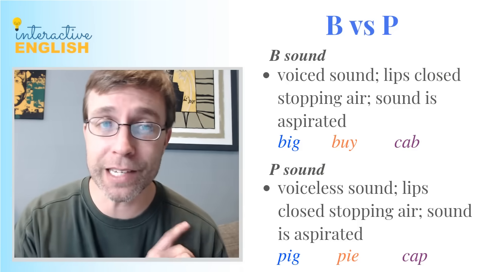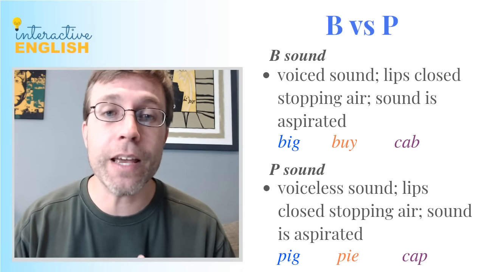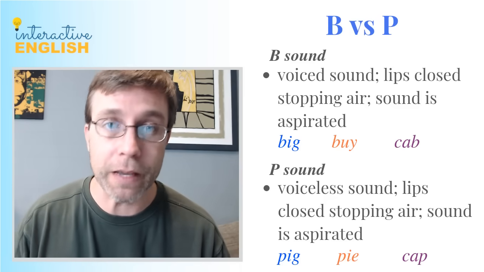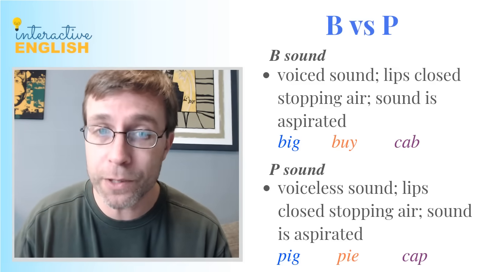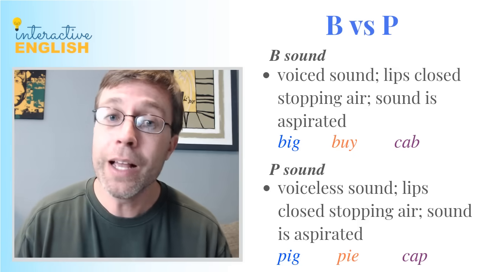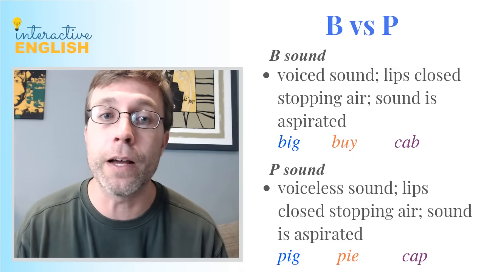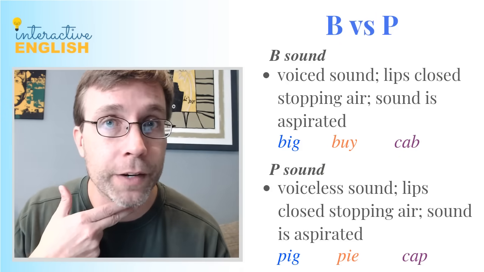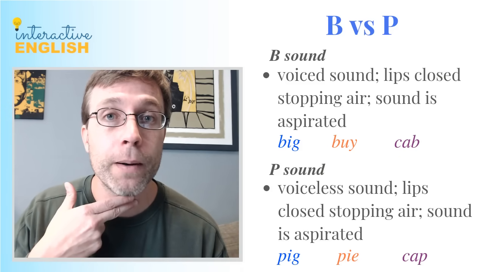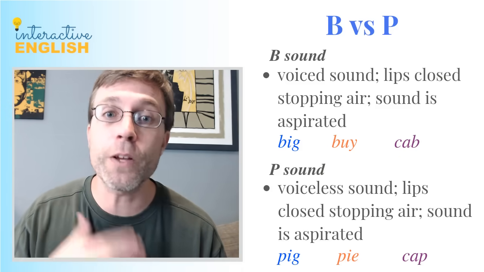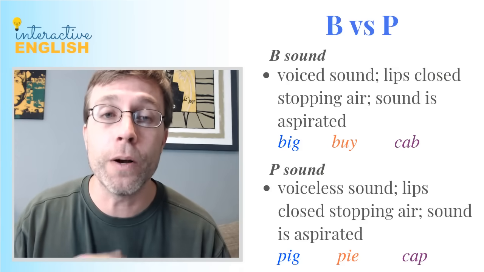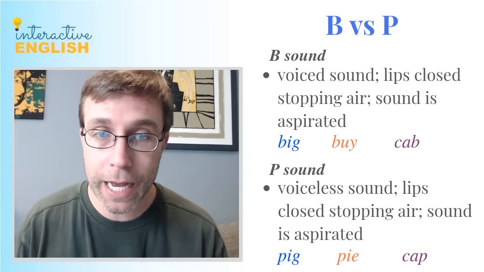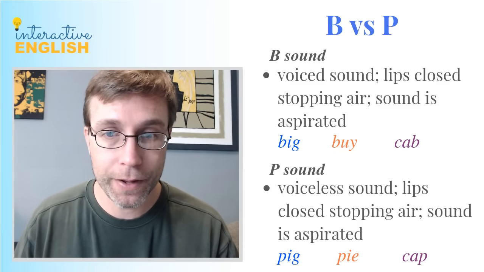Okay, the P sound. Now, it is a voiceless sound. That's the only difference between the B and the P, because with the P sound, the lips are closed too. You want to stop that air, and it's also aspirated, that puff, p, p, p. However, if you put your fingers on your throat, p, p, p, you shouldn't feel that vibration. It's voiceless. So, let's say pig, pie, cap.